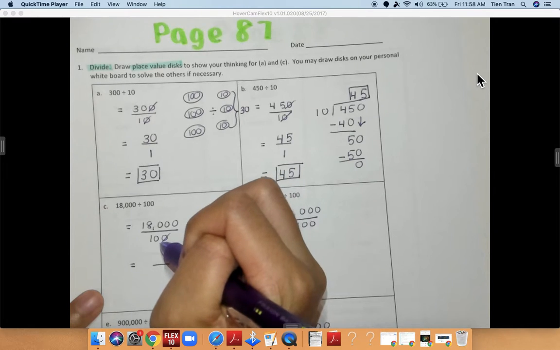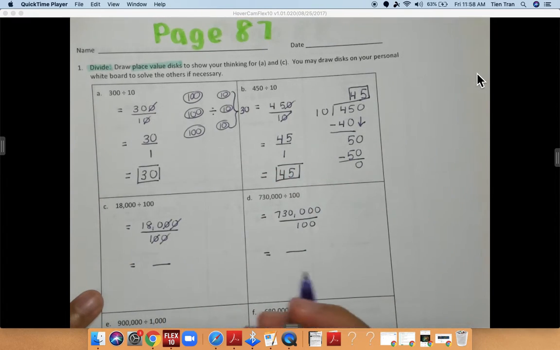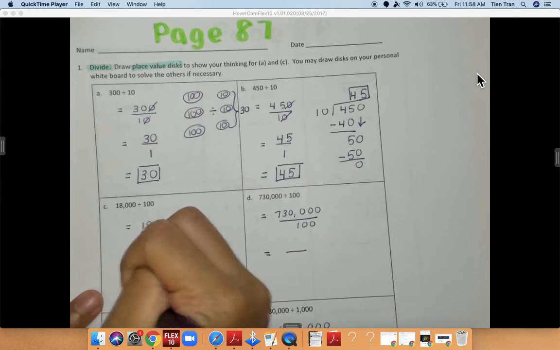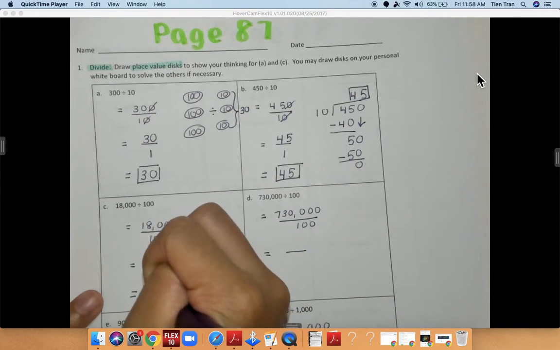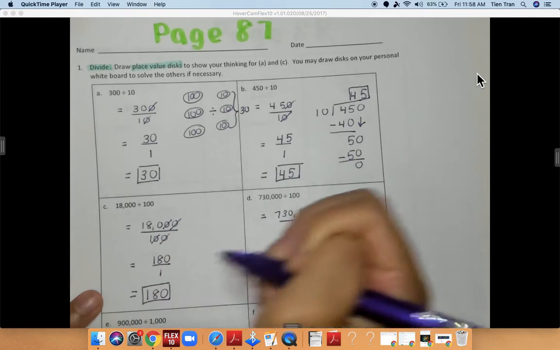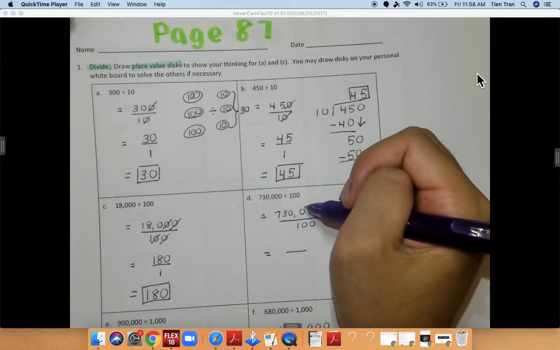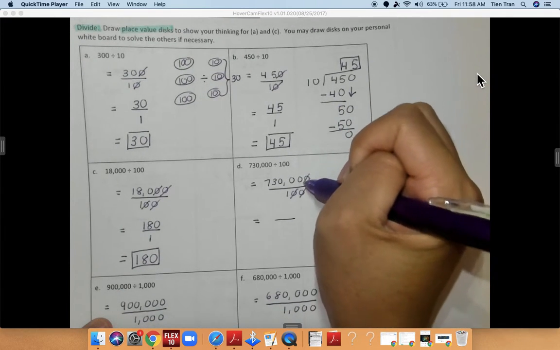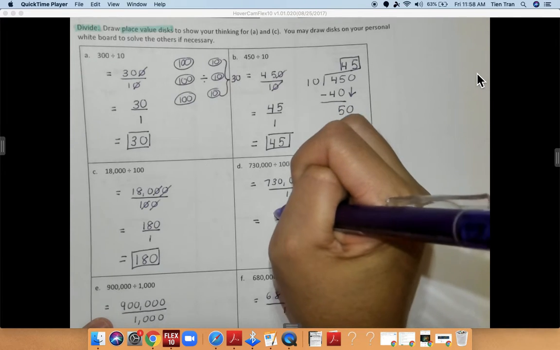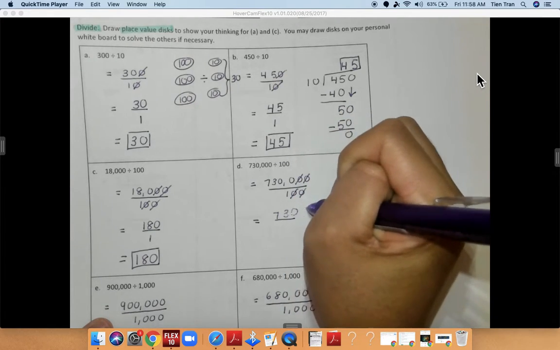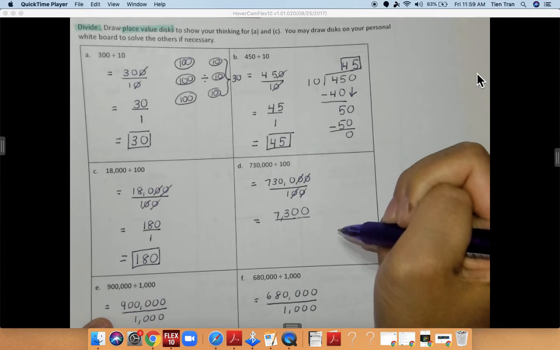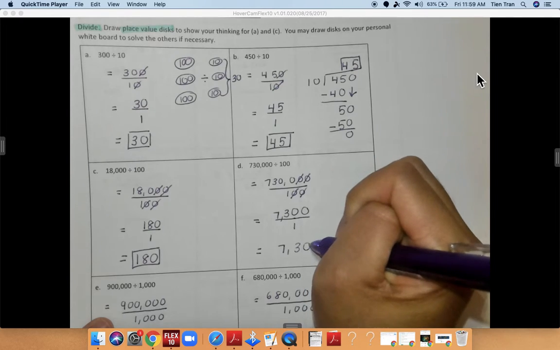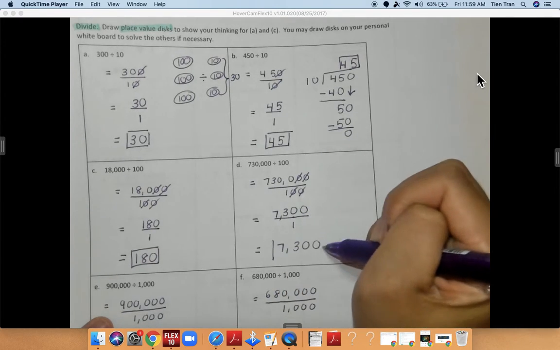Now problem C, we have 18,000 divided by 100. There are 2 zeros at the bottom, so I can cross off 2 zeros at the top. So I have 180 at the top and I have 1 on the bottom. 180 divided by 1 is equal to 180. Problem D, we have 730,000 divided by 100. I have 2 zeros on the bottom, so I can cross off 2 zeros at the top. So I have 7,300, and on the bottom I have 1. So right here I have 7,300 as my final answer.